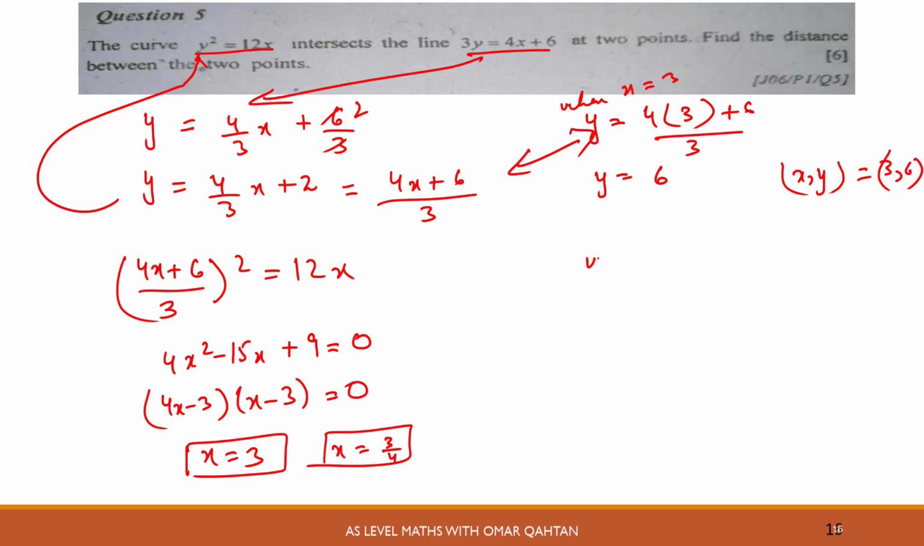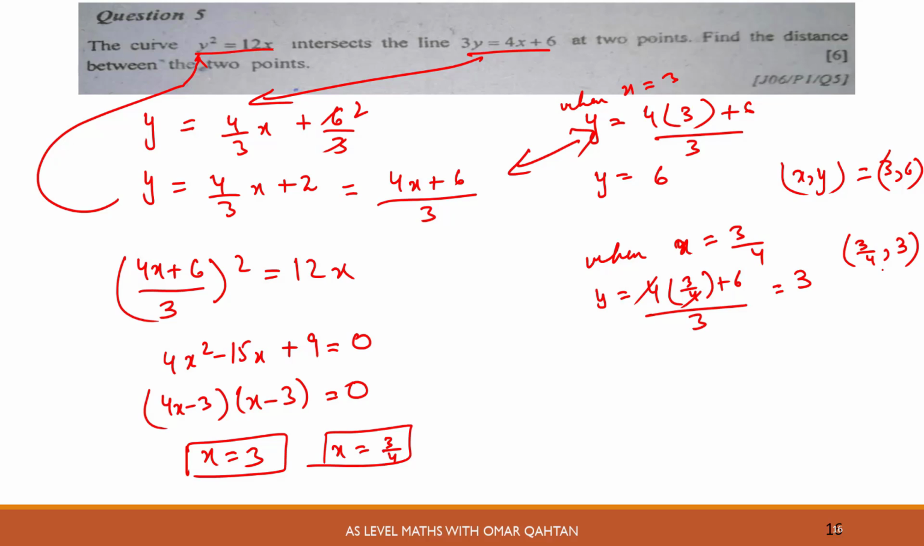Now the next, when x is equal to 3 upon 4, substituting again in it: 4 into 3 upon 4 plus 6 upon 3, the 4 with the 4 gone, 9 upon 3, which is 3. Alright, the other coordinate that we have is 3 upon 4 comma 3. Now we have to find the distance between these 2 points. So just apply the distance formula. Let's say this is A and this is B.